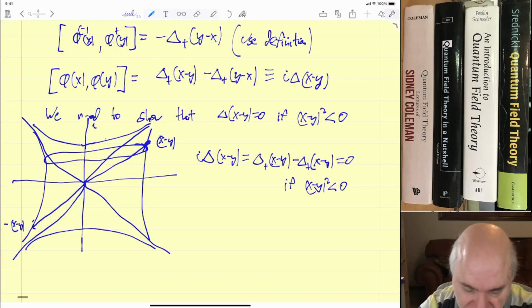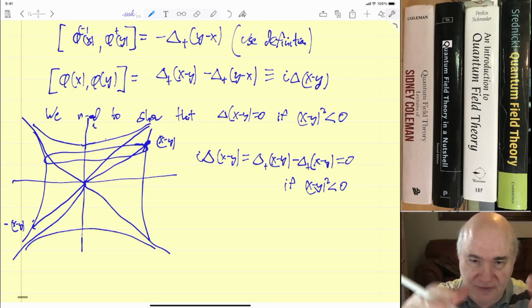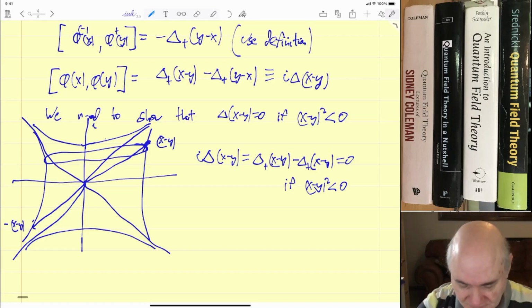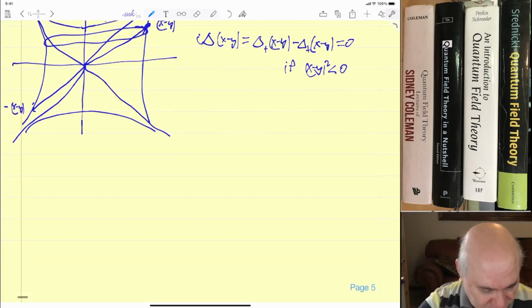I encourage you to look at diagrams. They have these diagrams in Coleman's book and in Peskin and Schroeder, and you should really have the orientation that the space-like sheet is all connected, so I can rotate around, whereas the time-like sheets on top and bottom are separated. Okay, that's a topological difference.